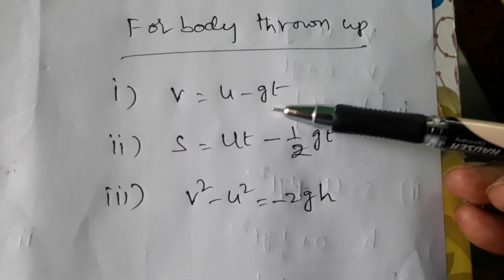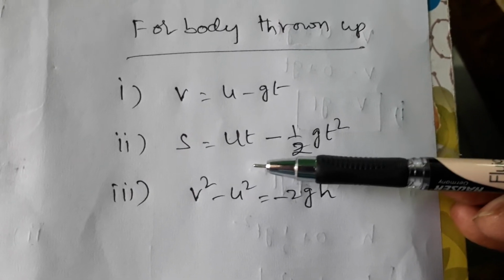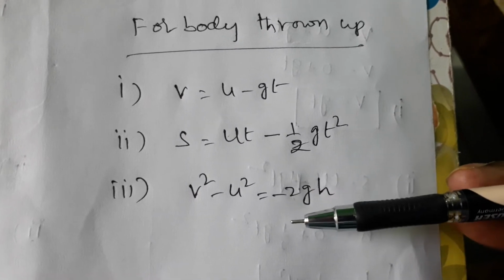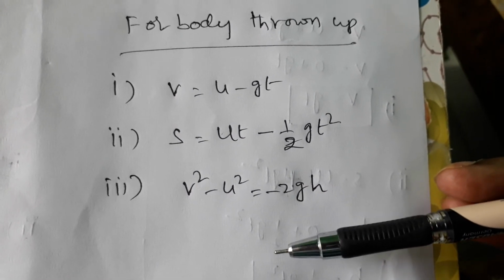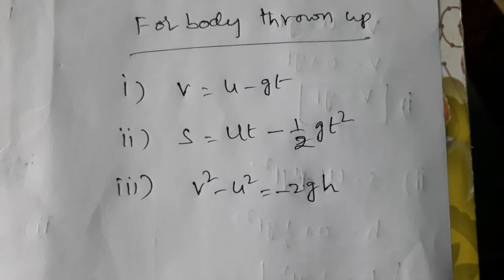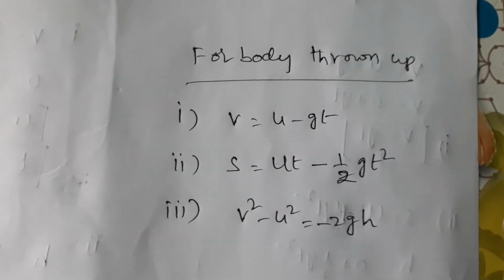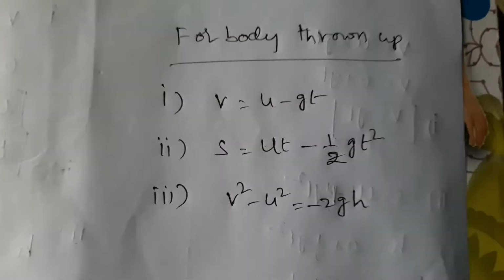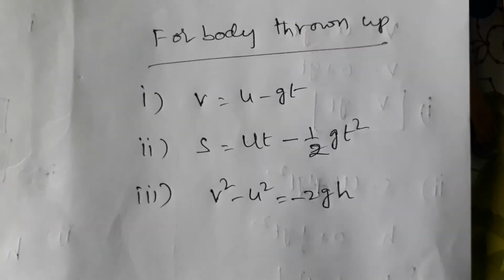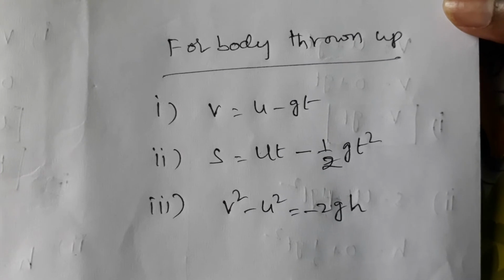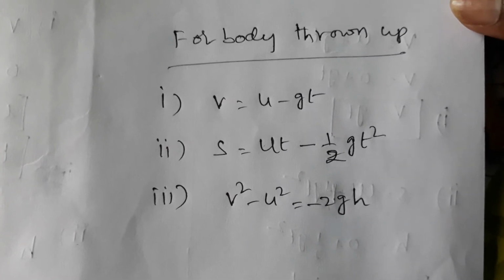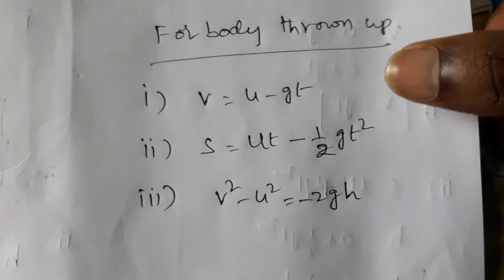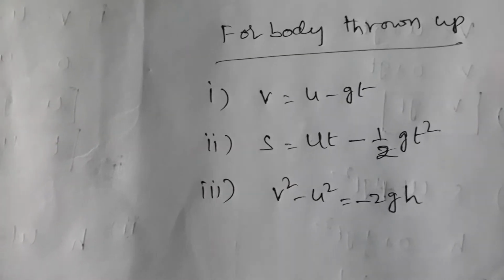V is equal to U minus GT. S is equal to UT minus half of GT square. V square minus U square is equal to minus 2GH. Same equations, but the symbols are changed. Wherever there is positive G, you take minus G, because it is acceleration due to gravity, against gravity. So you take minus G when you are throwing up. These are the equations of motion.